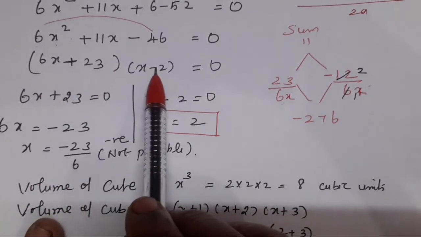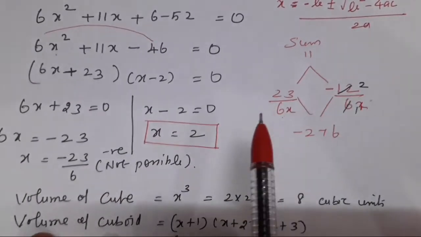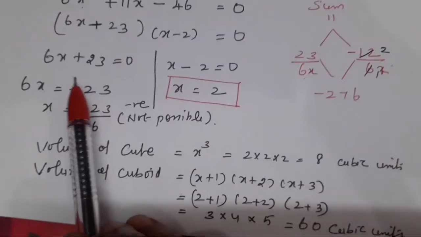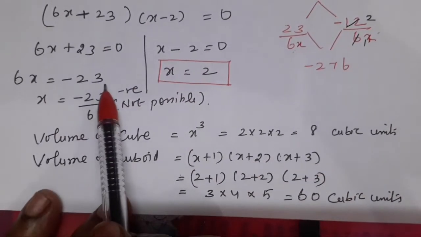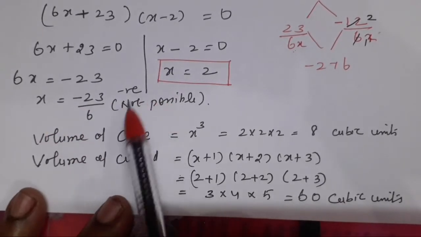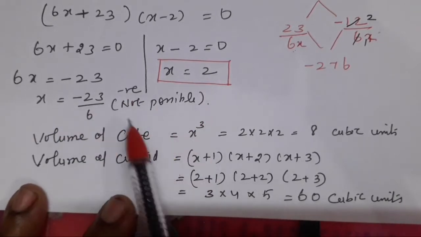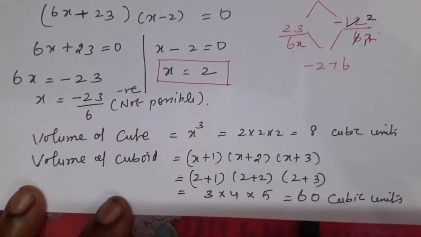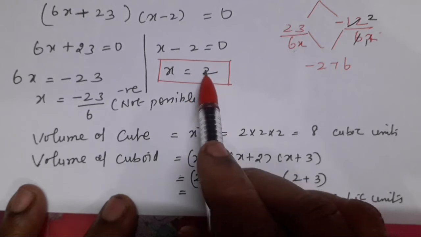Either use the factorization method or the formula method, as you wish. Now 6x plus 23 equal to 0, or 6x is equal to minus 23, x is equal to minus 23 by 6. A negative value is not possible for the side. Here x is taken as the side of the cube. In mensuration, a negative value is not possible for units. Again, x minus 2 equal to 0, or x is equal to 2. We take x is equal to 2.